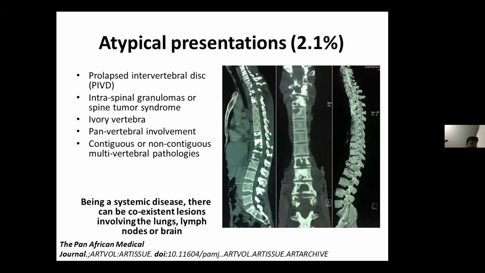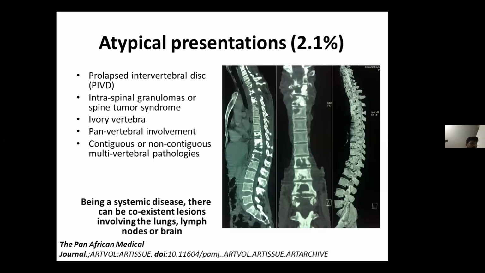Apart from these typical presentations, tuberculosis of the spine can present with other atypical presentations too. These have been mentioned in around 2.1% of patients. Of these, I would like to say that intraspinal granulomas or spinal tumor syndrome, without much bony involvement, where there is a granulation tissue in the epidural region which is causing the symptoms and deficits. Or more commonly, what we should all be aware of is that it can present with non-contiguous multi-level involvement.